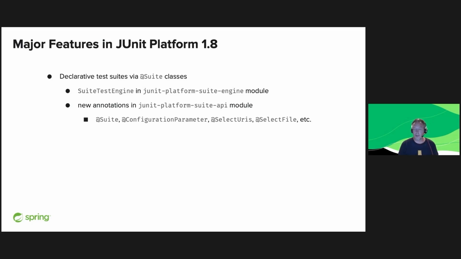We have some new annotations for this new feature, namely to start off with this @Suite annotation and some other annotations like @ConfigurationParameter, @SelectUris, @SelectFile, etc. So basically giving you the full feature set for selecting things and filtering things on the JUnit Platform when running with a suite.